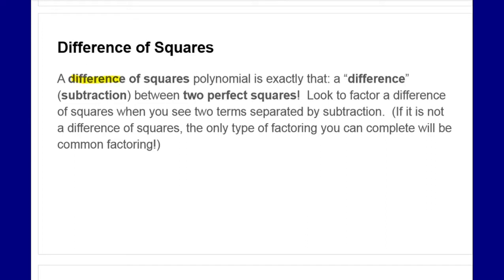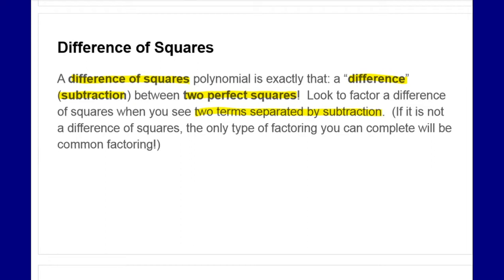A difference of squares polynomial is exactly as it says. It's a difference or subtraction between two perfect squares. So we look to factor a difference of squares when we see two terms separated by subtraction. Generally speaking, as long as we see two terms and there's a subtraction, chances are that it's this situation, a difference of squares. If it doesn't factor like that, then all you can really do is common factor.